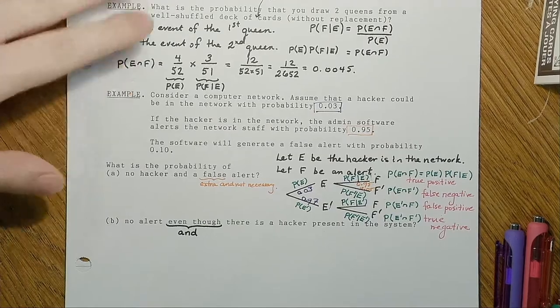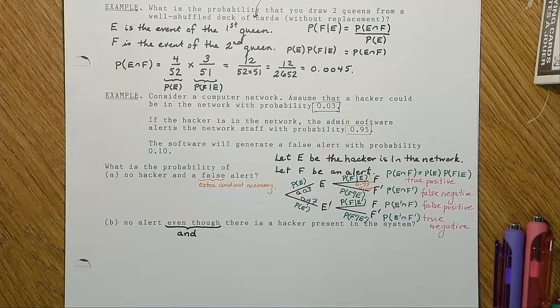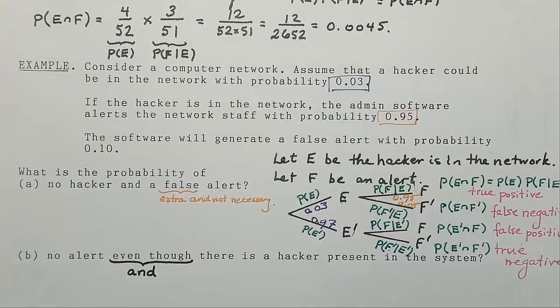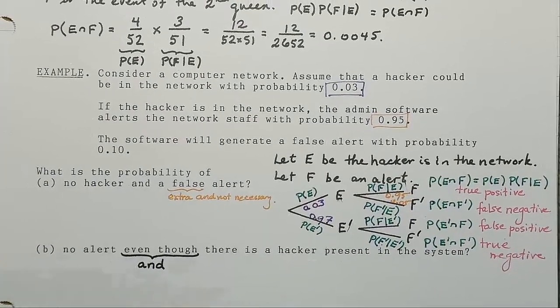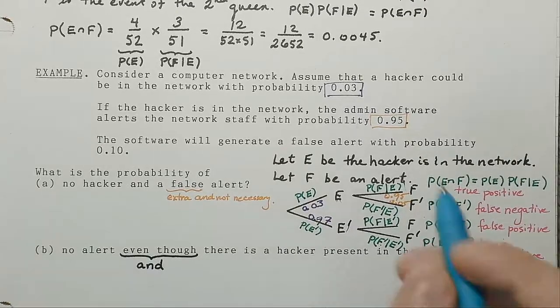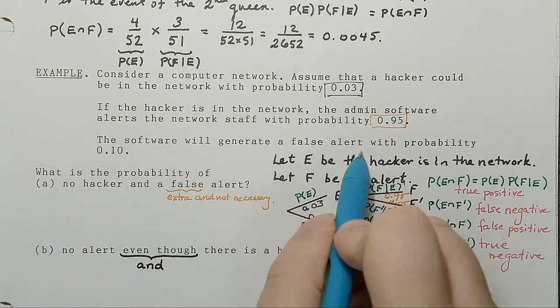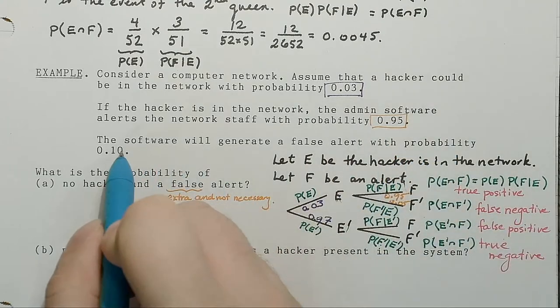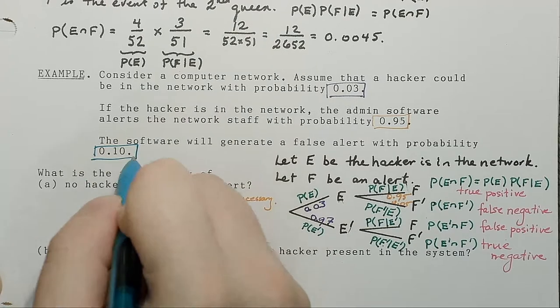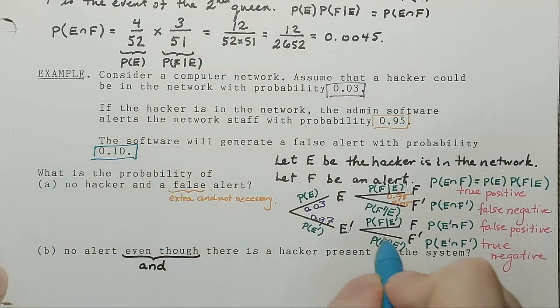What I should do then, since this is quite small that I'm doing, I'll zoom this in slightly. Oops, there we go. So you can see what I'm doing here. Okay, and the software will generate a false alert with probability 0.1. So this is the information that we have here. So I'll put that down here.